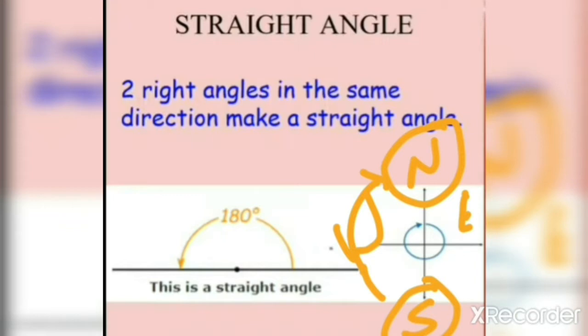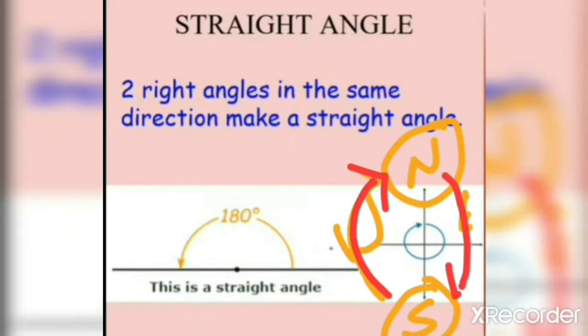If we take 1 right angle turn, we will be at north from south. And if we take 2 right angle turns, again we will be at south, our original position. Hope you have understood about straight angle turn.